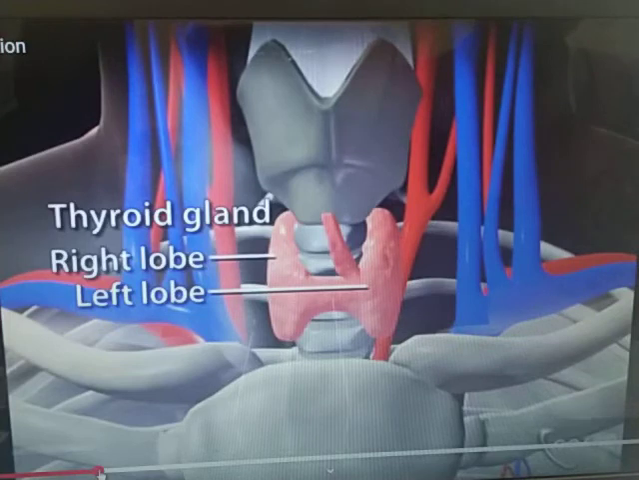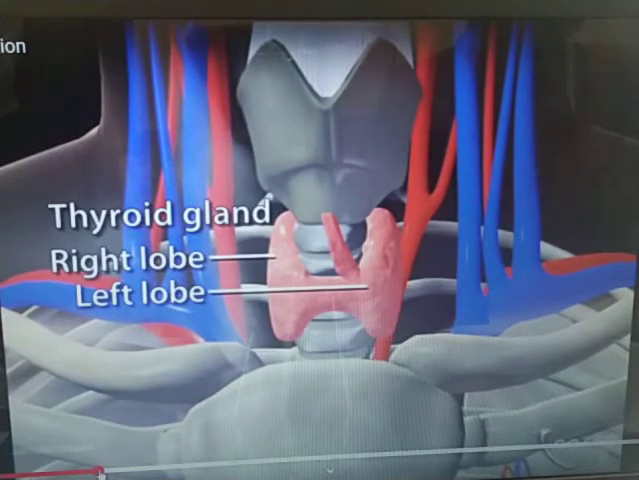The thyroid gland is the only gland that can store hormones in large quantities for about 2 months. So it is very amazing that it can store the hormone for about 2 months. And it is the largest gland.